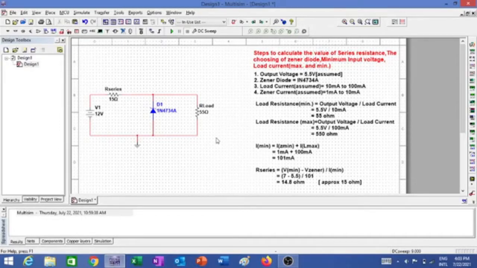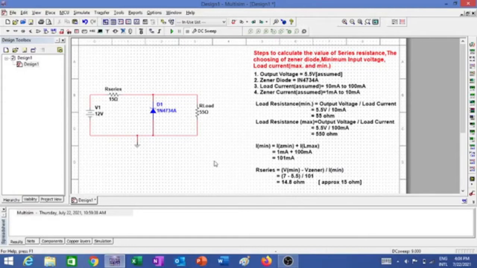Now I have to calculate the series resistance value. For that I am using the formula I_min equals I_Z min, that is the Zener minimum current, plus the load maximum current. I am getting 101 milliampere. Again I have assumed the Zener current. So the series current I_min is 101 milliampere. Now putting that into the formula for series resistance, that is supply voltage minimum minus Zener voltage divided by minimum current, I am getting 14.8 ohm, approximately 15 ohm, so I have taken 15 ohm here.